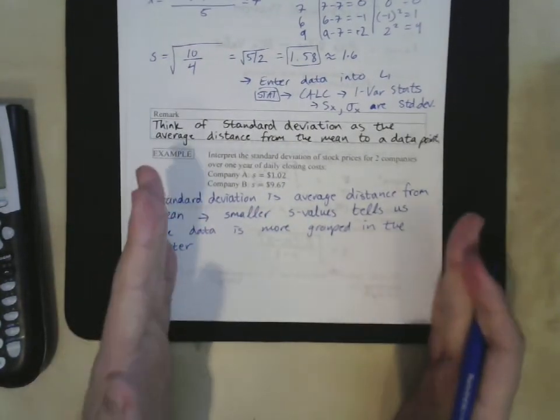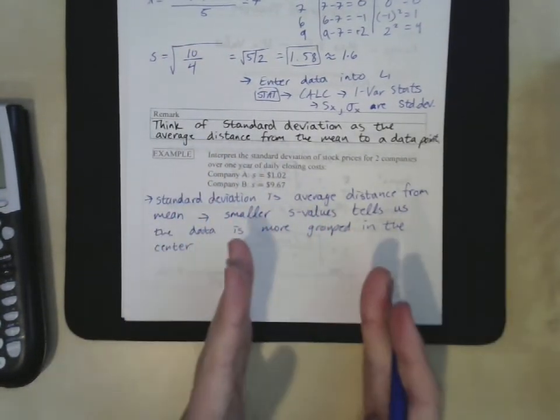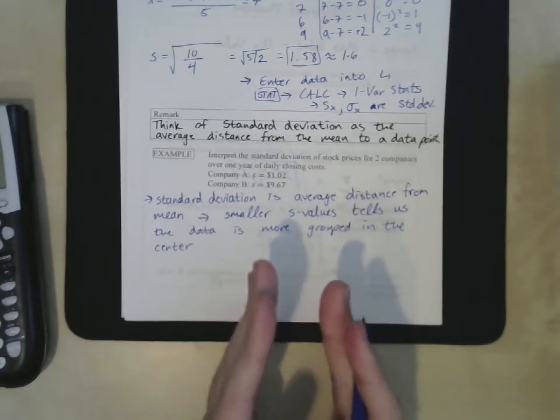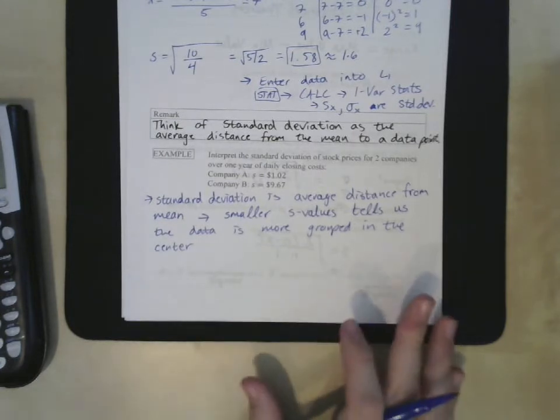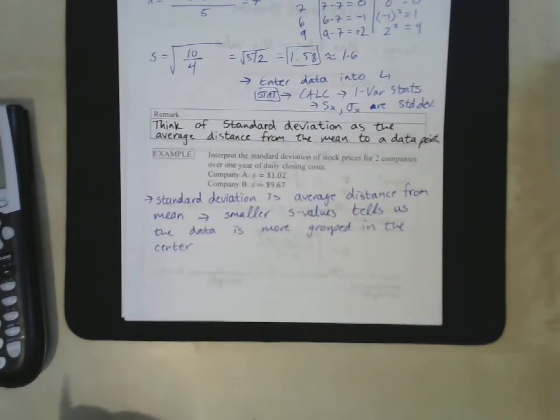Because if the average distance is smaller, it means that you have a smaller range that all of those values or most of those values fall into. So if we think in this context, stock prices, the standard deviation of company B is such a larger dollar amount that it's probably more variable. And so when you're looking to buy stocks, a lot of people invest in safe stocks, stocks that are not going to change too much.